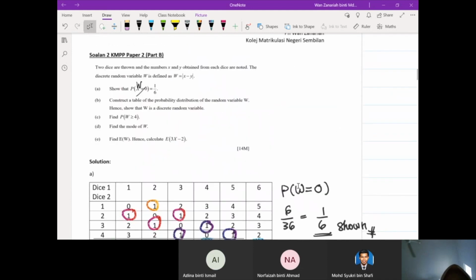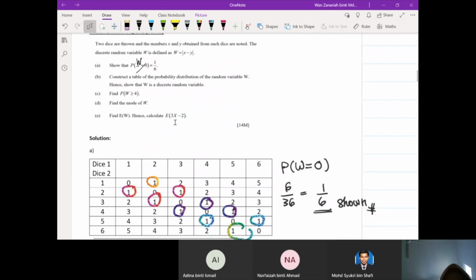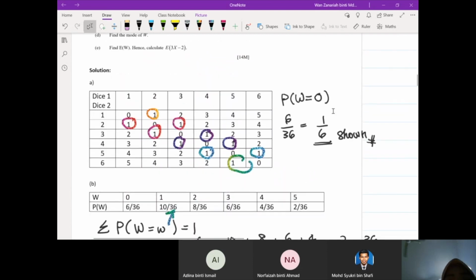Oh, not yet. Hence, calculate E(3X minus 2). So maybe I just write it here. E(3X minus 2).